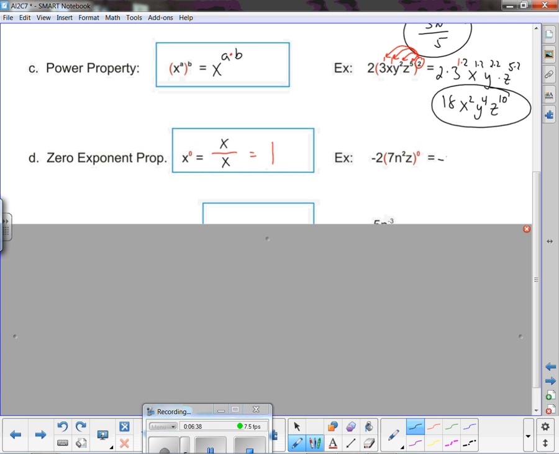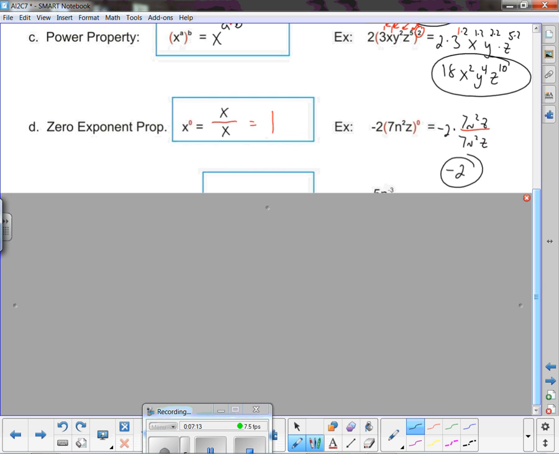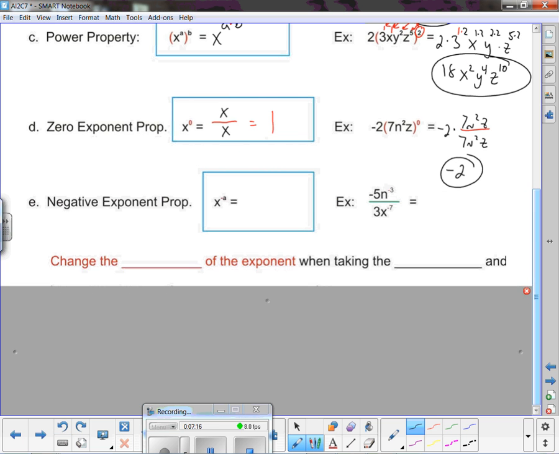I would have the negative 2 as a multiplier, and then you're going to have the base divided by itself. You wouldn't write this step out, but it's 7n squared z divided by 7n squared z. And so what do you end up with? A negative 2 times 1, so the final answer on this one is negative 2 because of that negative 2 out in front. Pretty simplistic. You wouldn't show this step normally. You just say 1, and negative 2 times 1 is a negative 2. All right, let's do the next one.